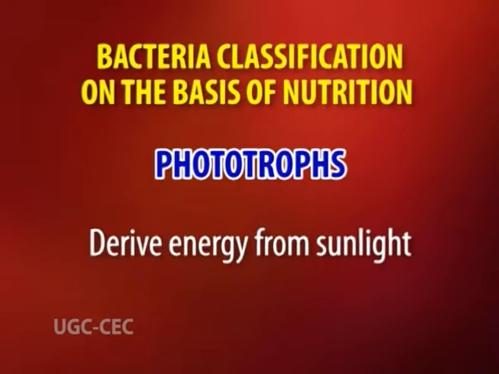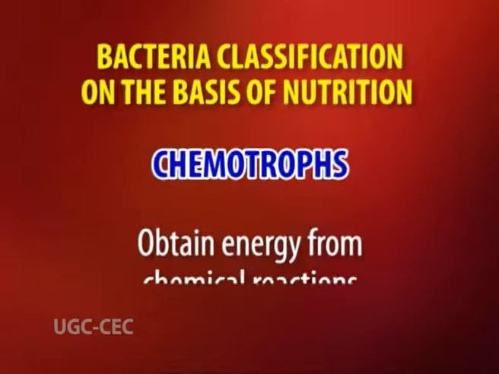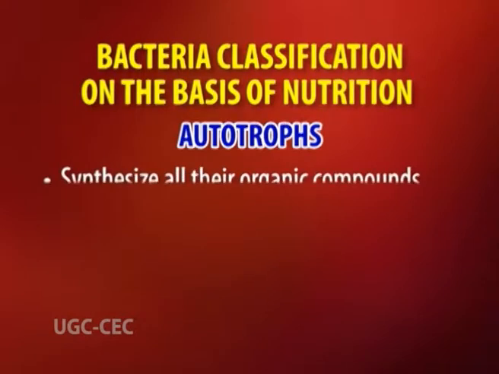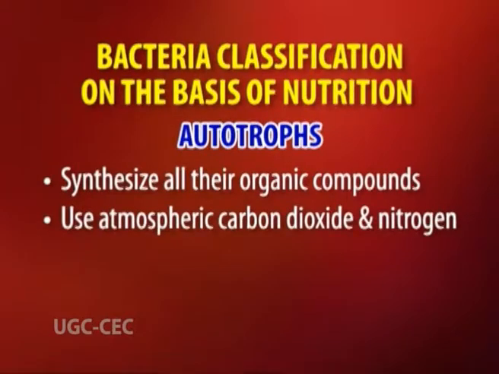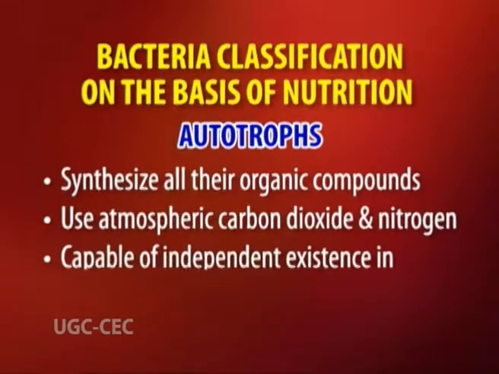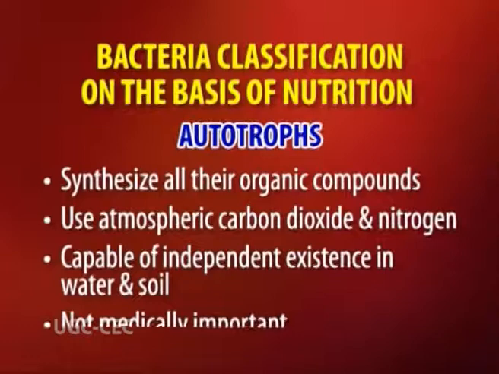Bacteria can be classified nutritionally based on their energy requirements and on their ability to synthesize essential metabolites. Bacteria which derive energy from sunlight are called phototrophs. Those that obtain energy from chemical reactions are called chemotrophs. Bacteria that can synthesize all their organic compounds are called autotrophs. They are able to use atmospheric carbon dioxide and nitrogen. They are capable of independent existence in water and soil. They are of no medical importance.